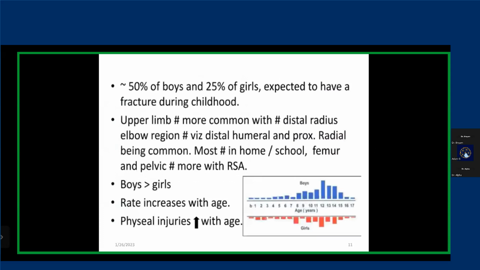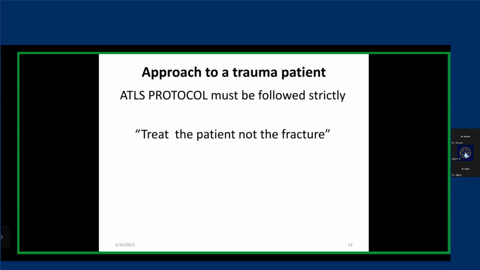We know that trauma is more common in boys than girls, and the rate increases with age. Physeal injuries increase with age as well.